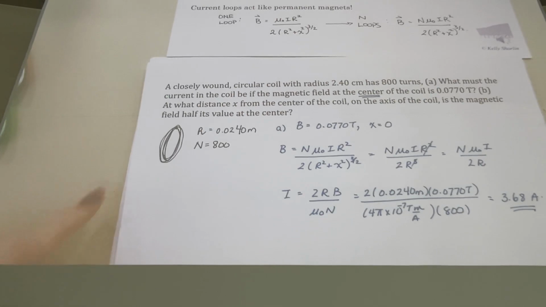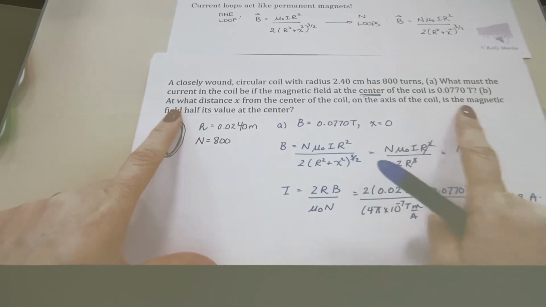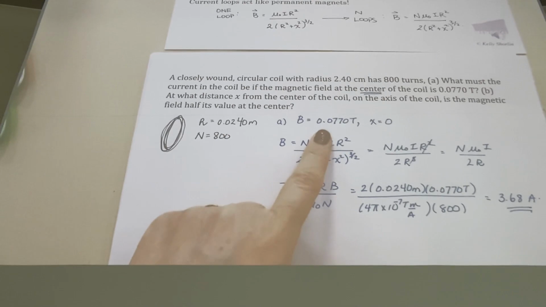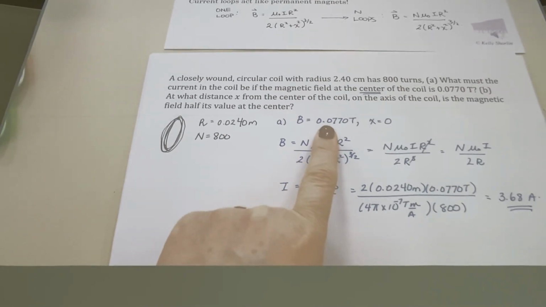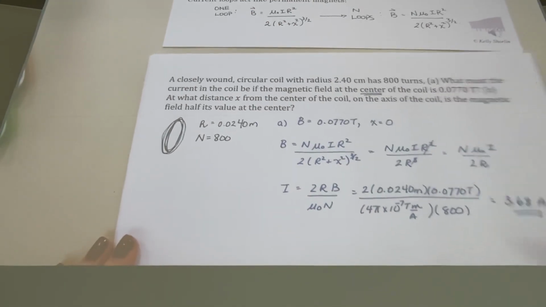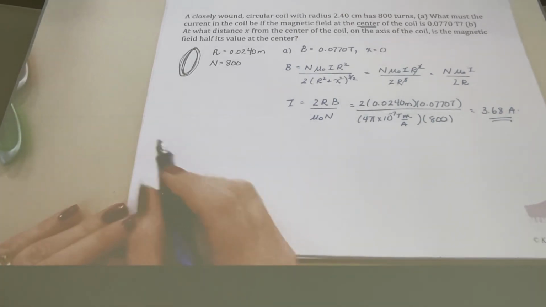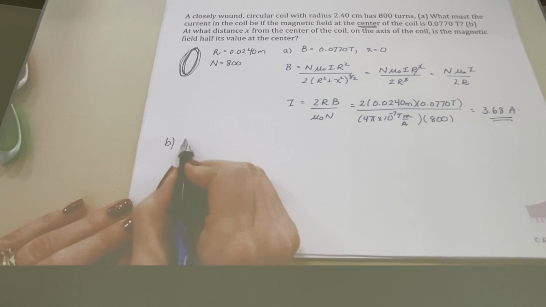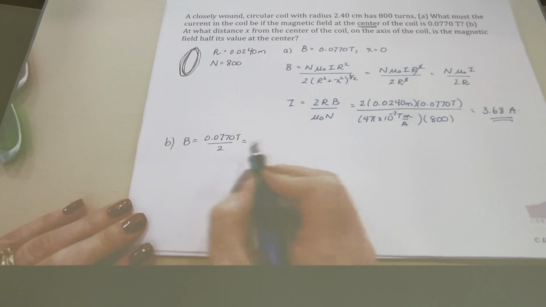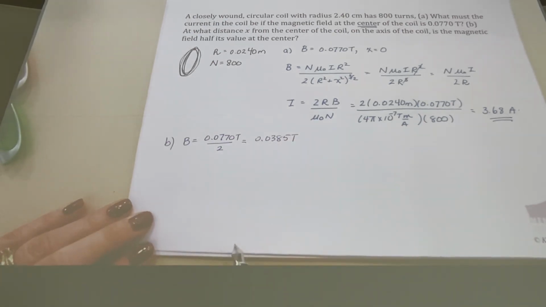All right, part B. What distance of X from the center of the coil on the axis of the coil is the magnetic field half of its value at the center? So this time we know that the new magnetic field is half of this guy, and we're trying to solve for the X value. So similar problem, just looking for something different this time. So for part B, the new information we have is that B is 0.0770 Teslas divided by 2, 0.0385 Teslas. There's our magnetic field.